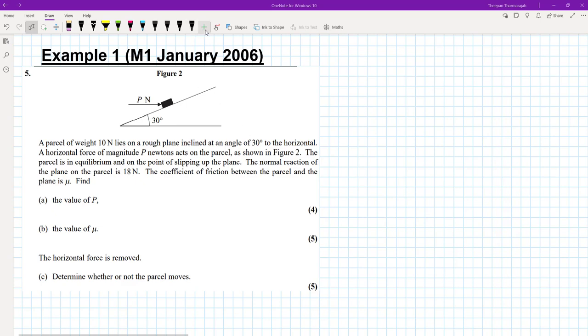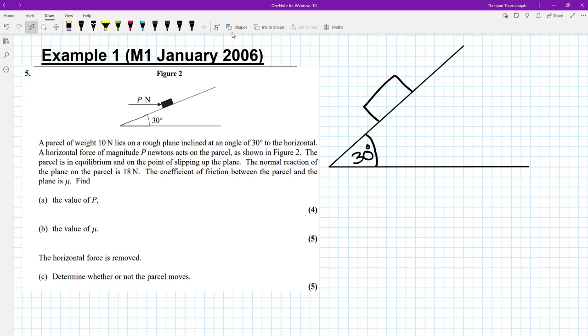So what I'm going to do, I'm going to redraw the diagram on this side, so we've got a nice diagram to resolve forces on. So we have an inclined plane. We know that the angle to the horizontal is 30 degrees. We have a particle like so. We've been told that the weight of the particle is 10 newtons. So let's drop the weight coming down.